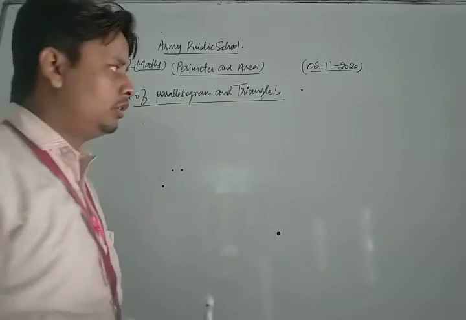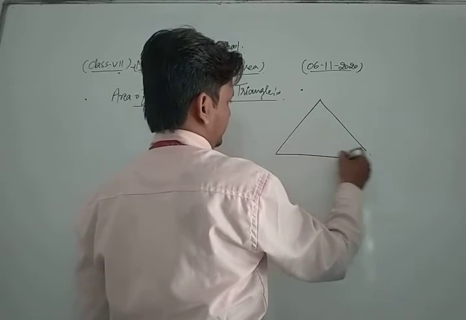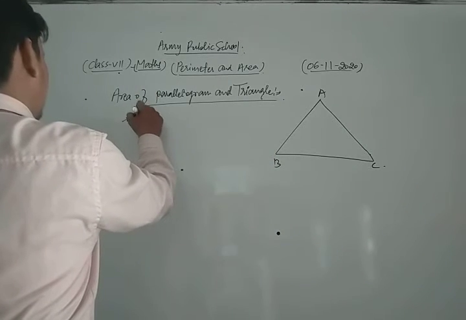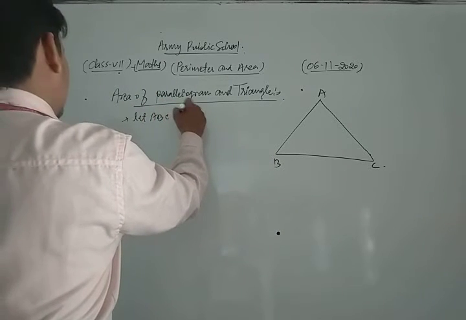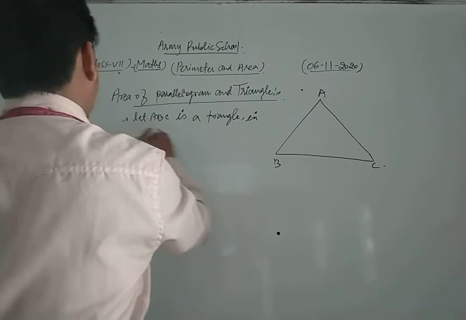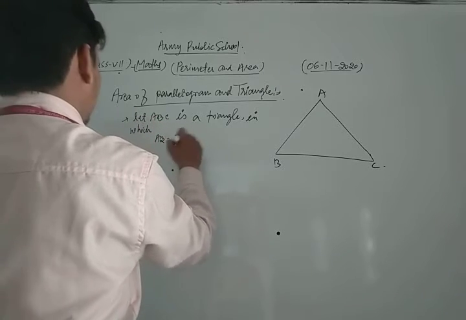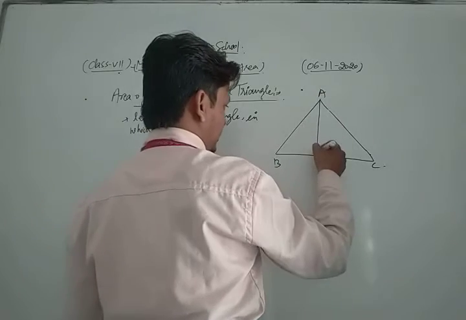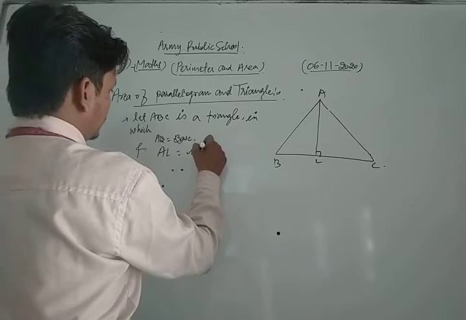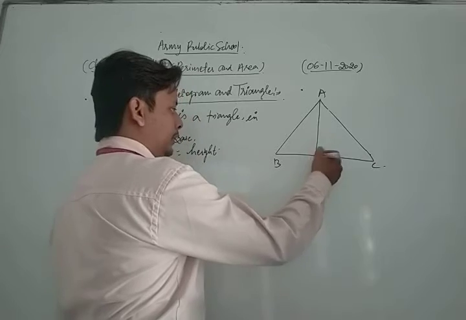Look, dear students, now for any triangle ABC, let's see. Suppose that ABC is a triangle in which BC is the base and the corresponding height is AL. And AL is what? Height of the triangle. Height means there is an AL perpendicular to BC.